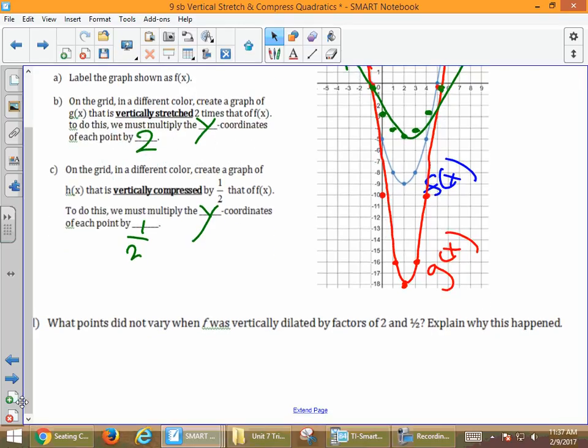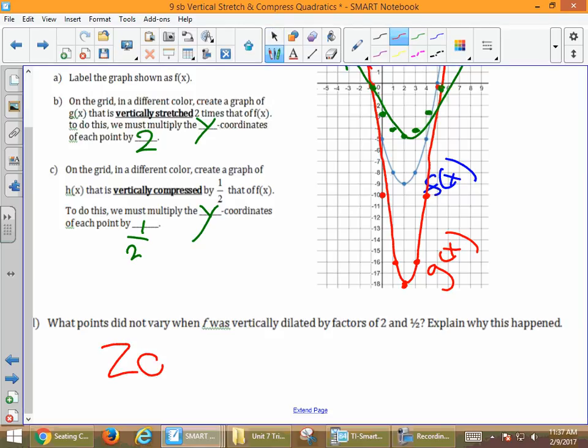Okay, so what points didn't change through vertical compression or vertical stretching? The zeros, or your x-intercepts. And why didn't these points change? Yeah, the x-coordinates stayed the same, but the y-coordinates were already 0. And when you multiply a number by 0, it's still 0. So nothing's going to change when we vertically compress or stretch our x-intercepts. They're just going to stay the same.